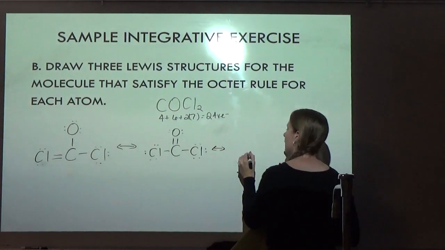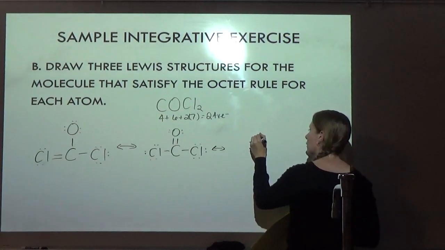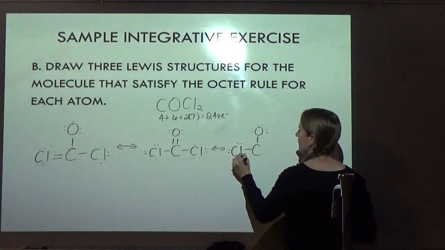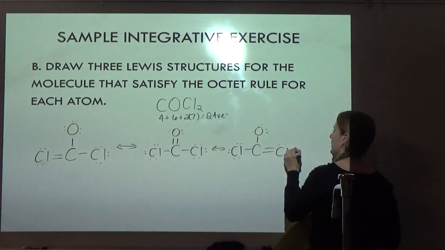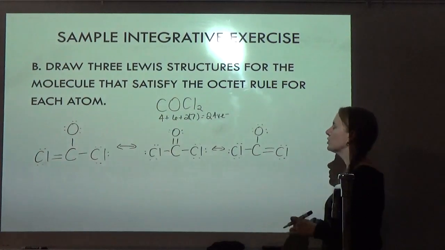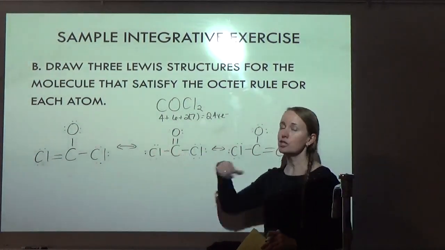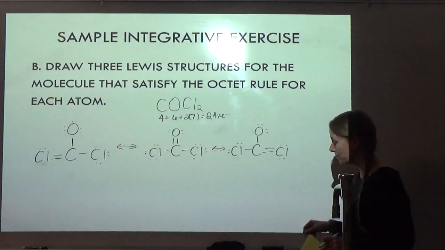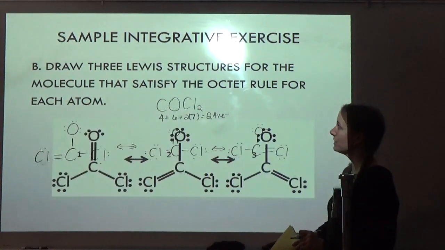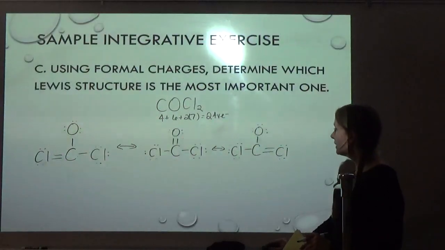Or I could have a double bond to the other chlorine. Oop, I don't need 6 around that one. And so remember, make sure as you're adjusting where that double bond is, you're adjusting for the octet for each of them. Okay, I think the next one deals with these structures, so I'm not going to erase them. Right, so there's our 3 possible structures.